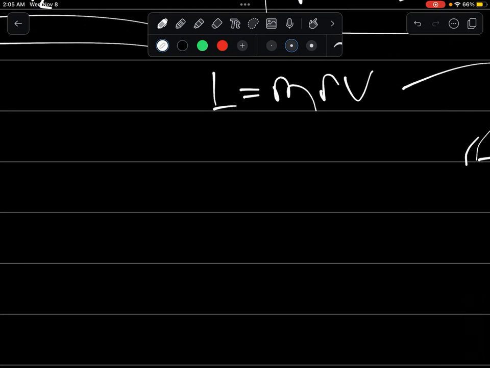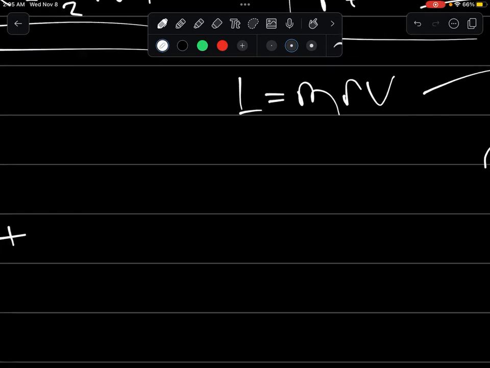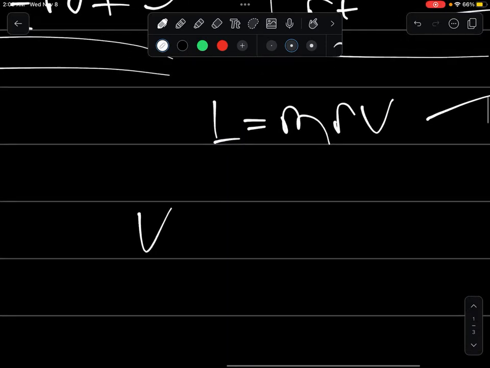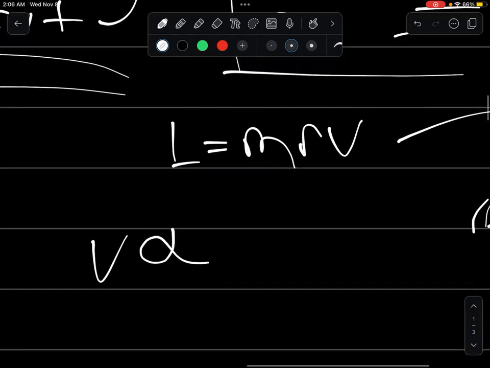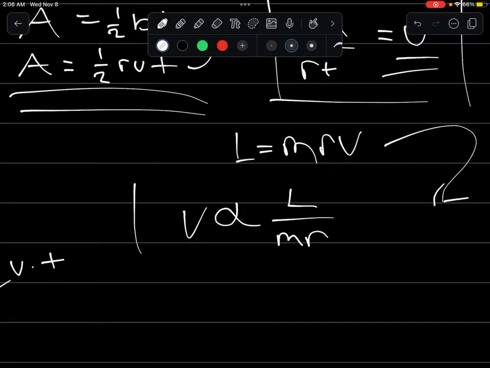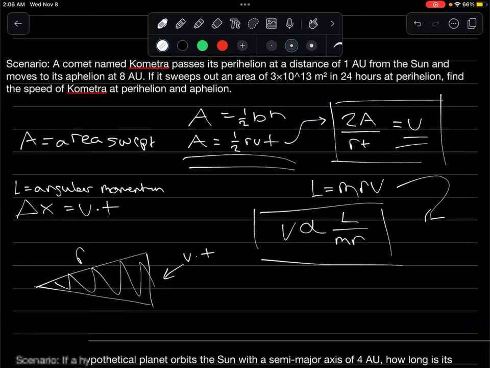And since the mass of the comet does not change, and the distance r is known at perihelion and aphelion, we can deduce that the speed v must adjust to keep the angular momentum L constant. This step solidifies the relationship between speed and angular momentum, reinforcing the implications of Kepler's second law. So we can express this as v is proportional to L over mr. And here is our second relationship to note.